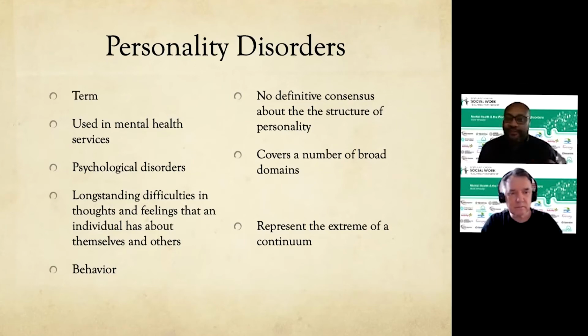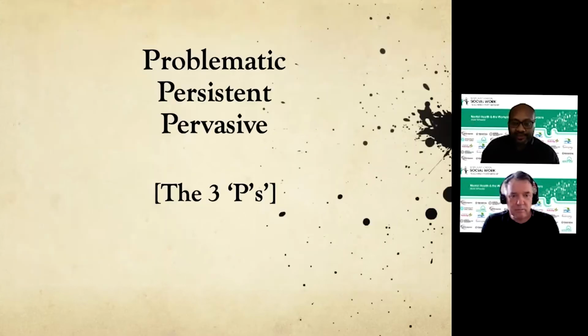There's no definitive consensus about the structure of personality. So again, we say personality disorders. We could go through everyone attending today, and I'm sure we'd get that many different definitions. It covers a number of broad domains. And again, back to the previous question, it represents the extreme of a continuum. That's what's important to recognize. Okay.